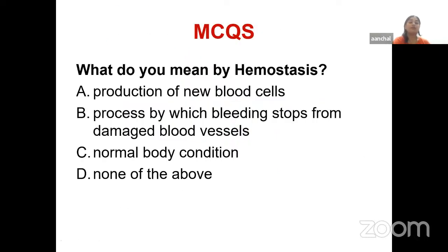Now you have an MCQ, and I know all the students will be able to answer. What do you mean by hemostasis? The production of new blood cells, the process by which bleeding stops from damaged blood vessels, normal body condition, or none of the above. You have 10 seconds to answer. Yes, the answer is B. The process by which bleeding stops from the damaged blood vessels.